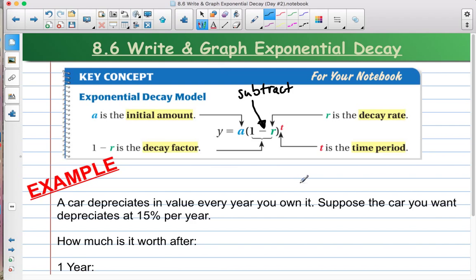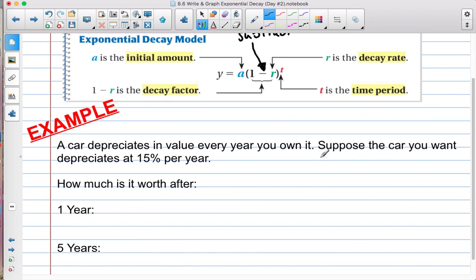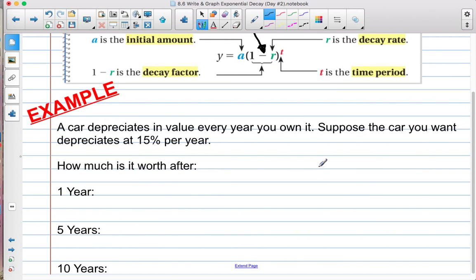Your body uses the medicine and it decays the amount exponentially. So we'll look at an example of that. To start, though, let's do a car depreciation one. It says a car depreciates in value every year you own it. Suppose the car you want depreciates at 15% per year. How much is it worth after?